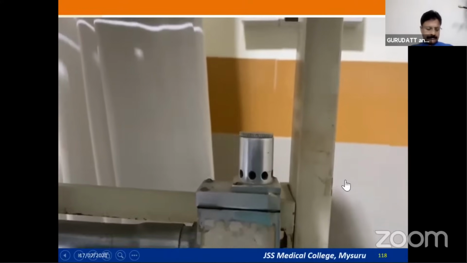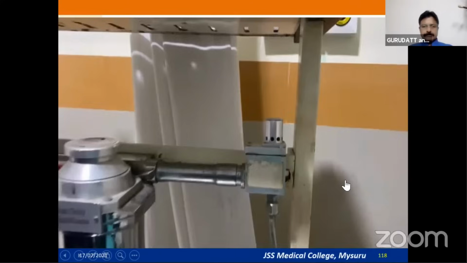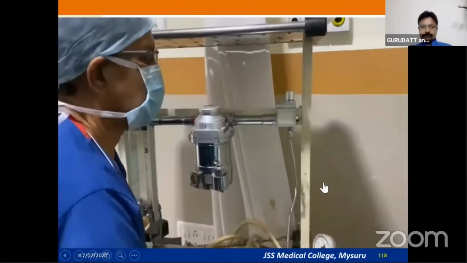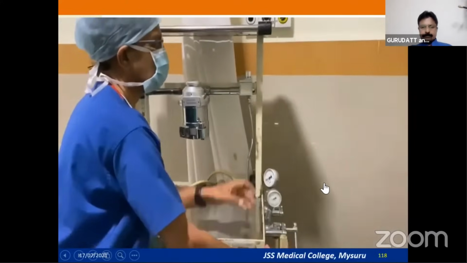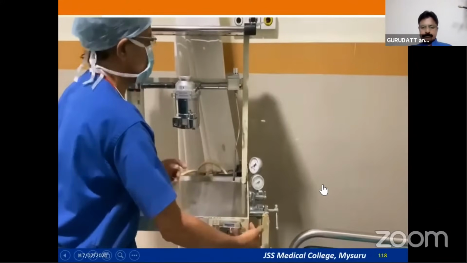So because of this pop-off valve, the back pressure effect onto the vaporizers and the flow meters is decreased. So this is what the pop-off valve is, and this is a check valve.